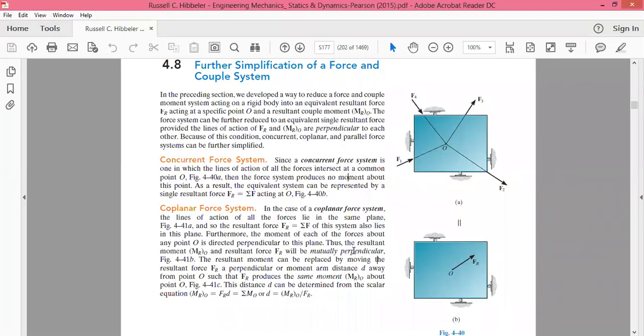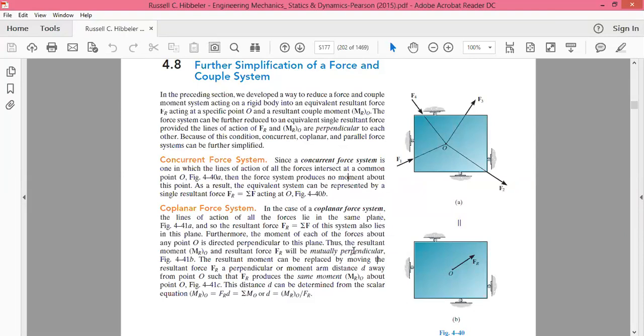In the last class, we were discussing those structural elements or machine components which were subjected to a number of forces. We replaced all those forces by a single force, and all the moments of the forces by a single moment. So in the previous class, we understood how we can replace all the forces acting on a structural element or a machine component by a single force, and the moments of those forces can be replaced by a single moment.